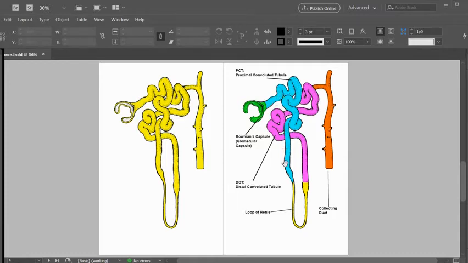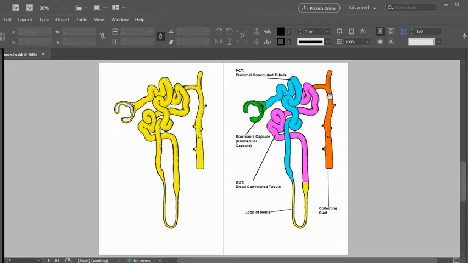And then when it goes down to the bottom, this hairpin turn here, or this really sharp turn, is called the loop of Henle. And now the rest of that tubule, which is farther from the point of attachment, is the distal convoluted tubule. You'll also see these commonly abbreviated as PCT for proximal convoluted tubule and DCT for distal convoluted tubule. Finally, that is going to empty into something called the collecting duct.